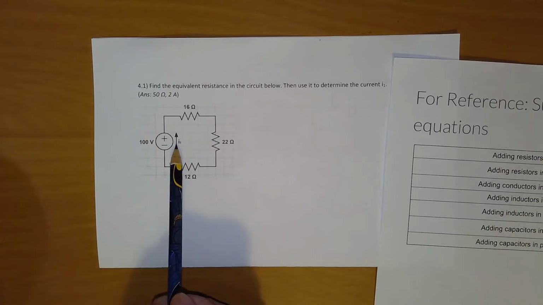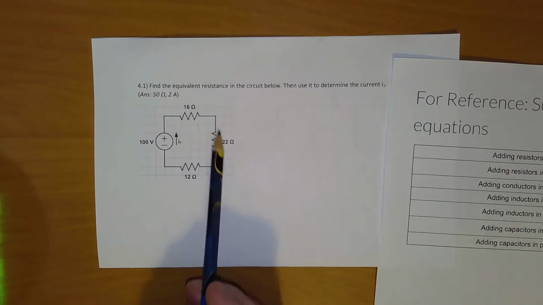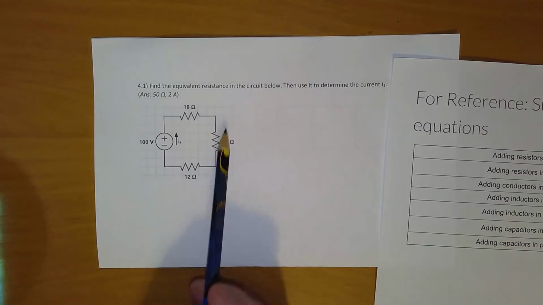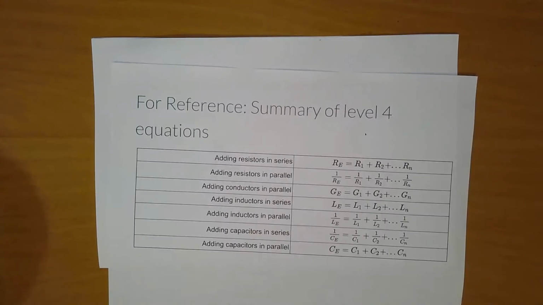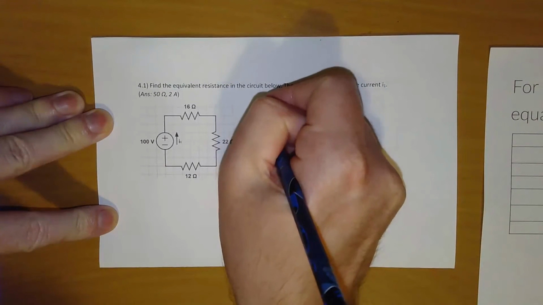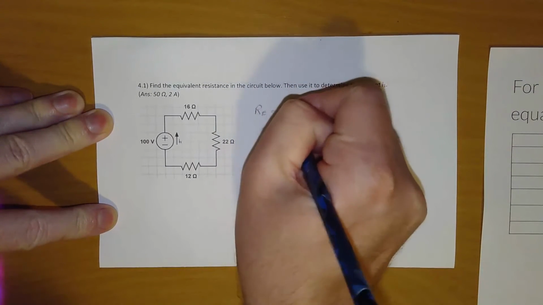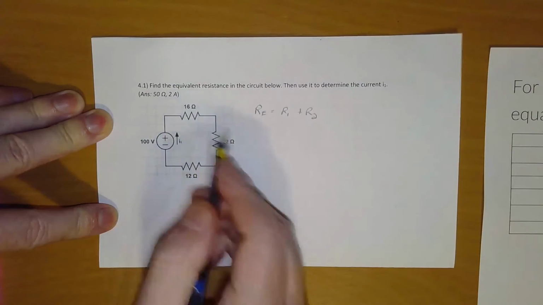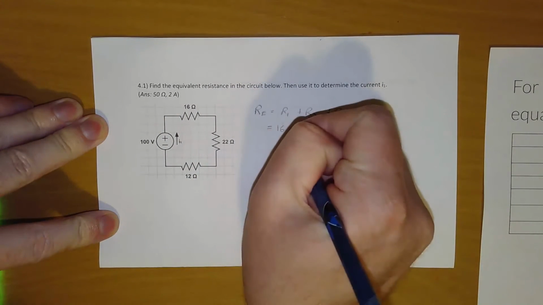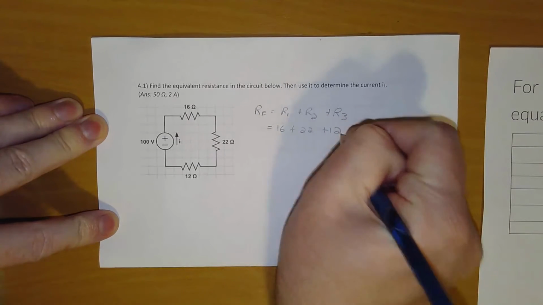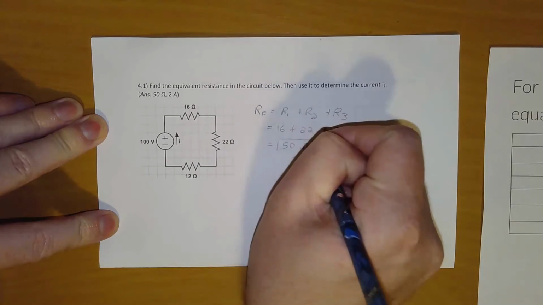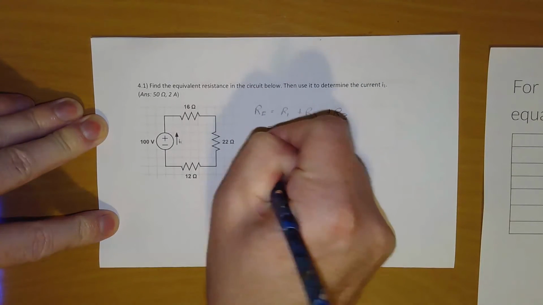If you follow the current I1 around, you'll see that at no point does the current get a choice to split off or split in half. So these are in series, meaning we're going to use this equation here. So R equivalent is equal to R1 plus R2, and we have 3 of these, so I'm going to add an R3. And so that will be 16 plus 22 plus 12. And if you add those together, you should get 50 ohms as our equivalent resistor.